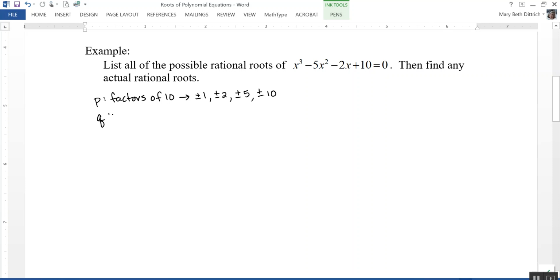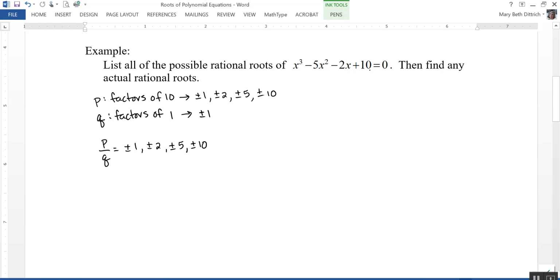q is going to be the factors of the leading coefficient. The leading coefficient in this case is 1, which is really nice because there are only 2 factors of 1, and that would be positive or negative 1. So p divided by q is actually pretty easy since my denominator is positive or negative 1. The possible roots are positive or negative 1, positive or negative 2, positive or negative 5, and positive or negative 10. So there are 8 possible rational roots of this equation.